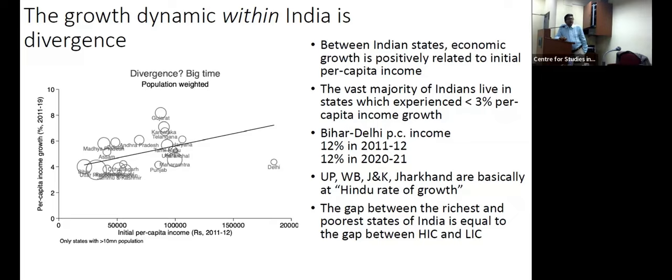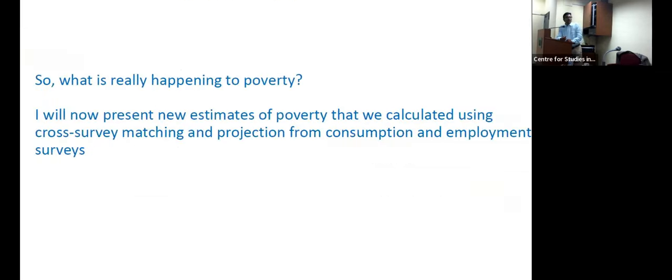But basically what we see here is that it's the richest states that have experienced the higher growth. If you compare Bihar and Delhi, Bihar's per capita income is about 12% of Delhi's, and that has not really changed between 2011-12 and 2021. Essentially, the gap between the richest and the poorest states of India is equal to the gap between high-income countries and low-income countries. So if a lot of action is happening where the poor live, these are not the kind of graphs you would expect, or at least the picture would be more mixed. So what is really happening to the poor?